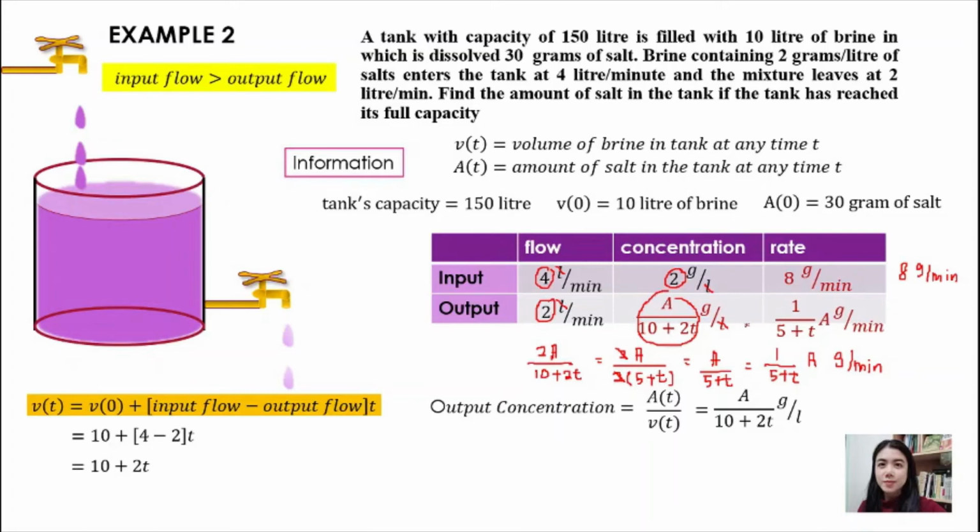Okay, let's just look at the question for this example. The question for this example is they ask us to find the amount of salt in the tank if the tank has reached its full capacity. That is actually asking for the A(t) when the tank has reached its full capacity. Once we have obtained all the information, let's look at how to solve this example.